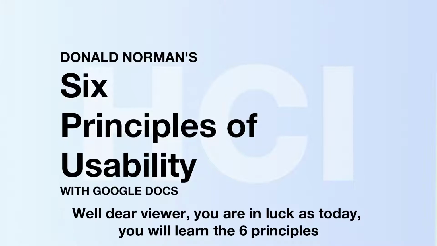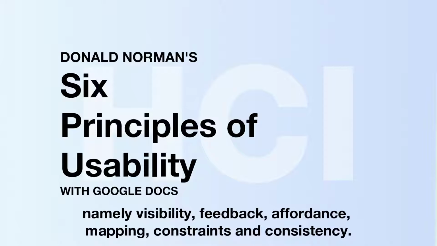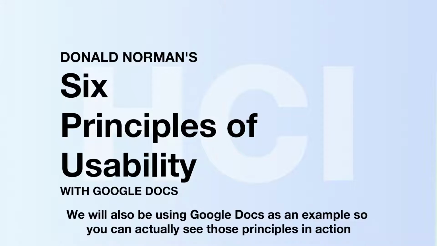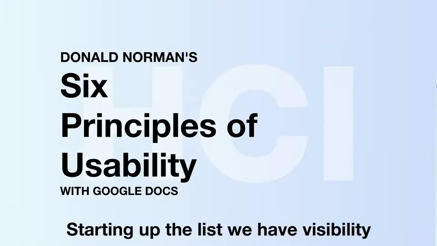Well, dear viewers, you are in luck as today you will learn the basic 6 principles that will make your software products greatly more usable than the rest of the pack, namely visibility, feedback, affordance, mapping, constraints, and consistency. We will also be using Google Docs as an example so that you can actually see those principles in action rather than just hear me talk about them.